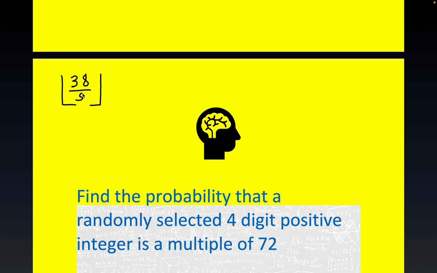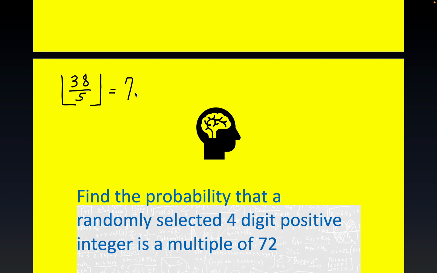The floor function is just the greatest integer less than the input argument. So in this particular case, that particular number would be 7, right? 38 divided by 5 is a number between 7 and 8. So you actually return this number 7, which is the greatest integer less than the input argument.